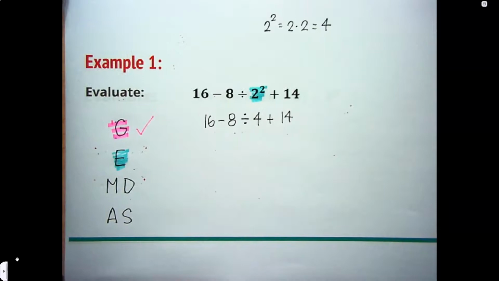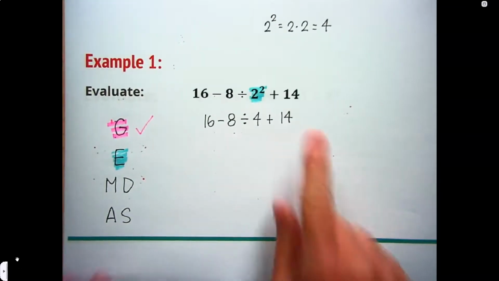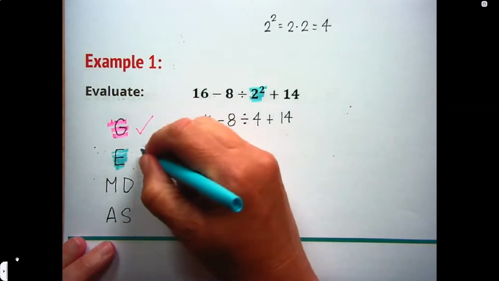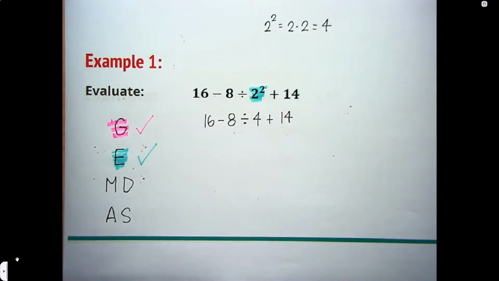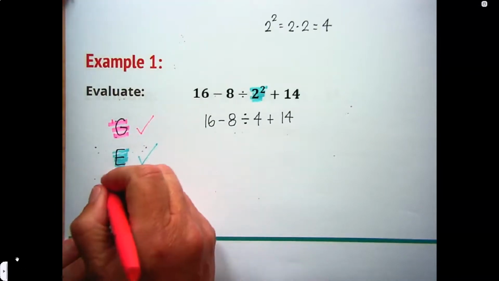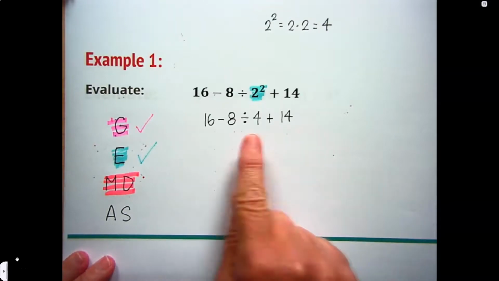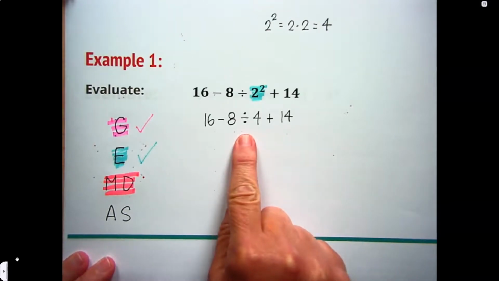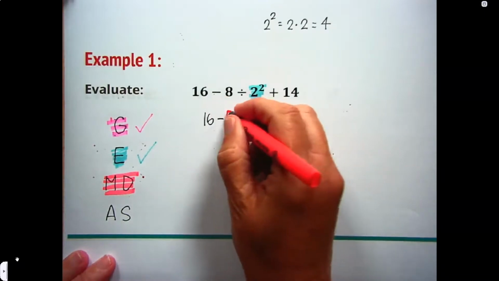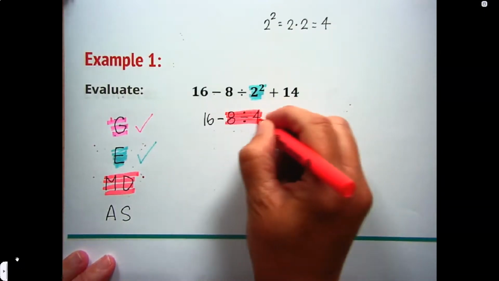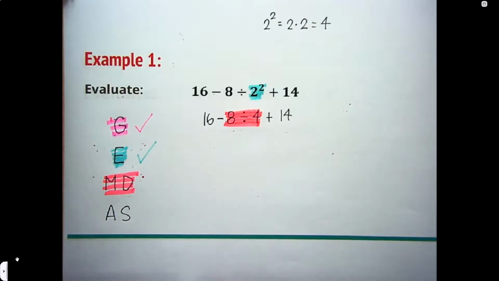Notice the things that I'm not doing anything with, I just leave those alone. Now I'm going to look one more time: any more exponents in my expression? The answer is no. So I am done with exponents. All right, next up, we're going to look for multiplying and dividing. We're going to go left to right. As I look across my problem, the only thing I see is division. So the next thing we're going to do is our 8 divided by 4.